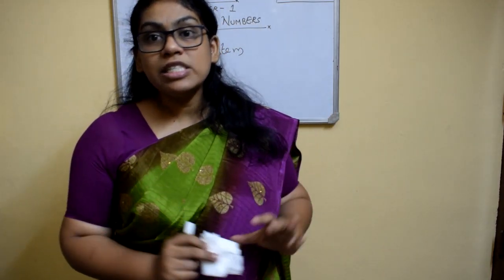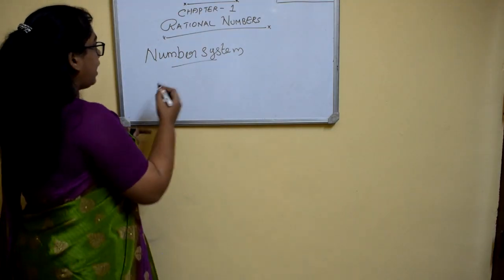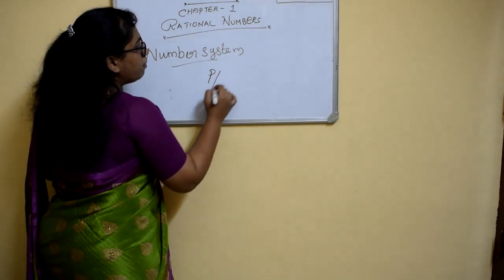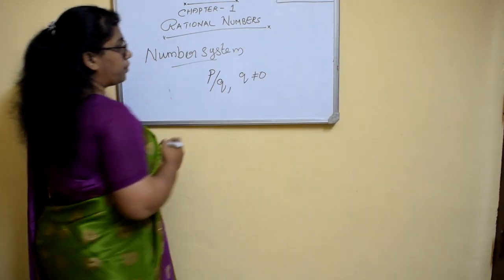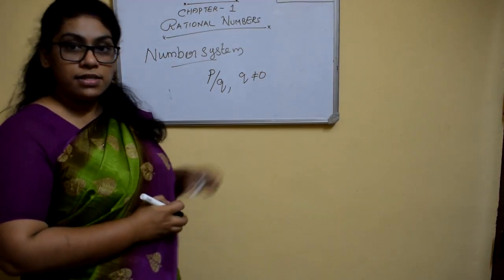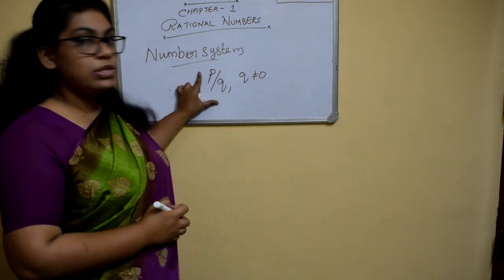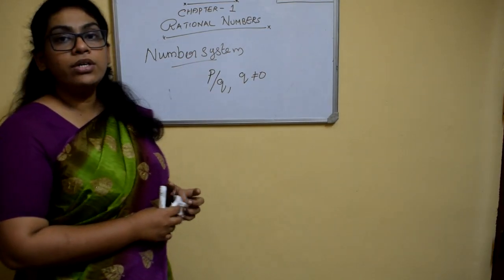What is a rational number? It is a number which can be expressed in the form of P by Q, where Q is not equal to 0. P by Q is the standard form of a rational number, where Q is not equal to 0.